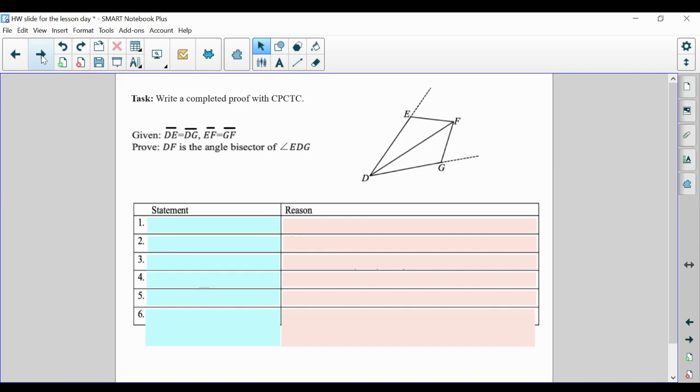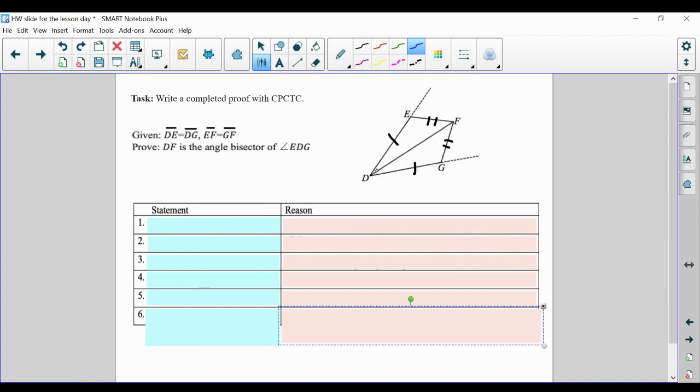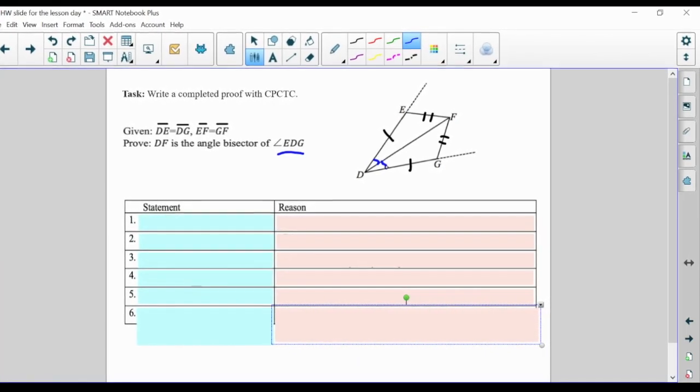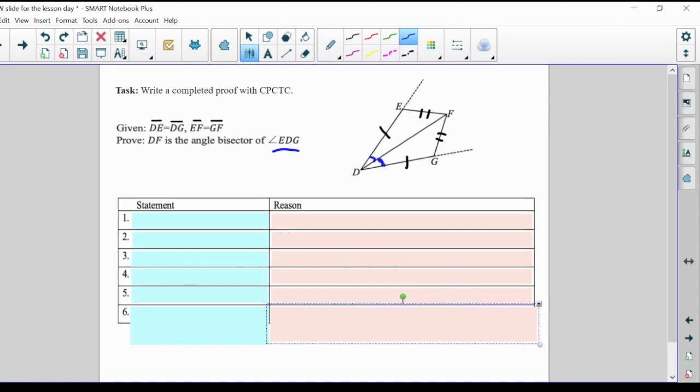Given DE is equal to DG. DE and DG are here. And next one we have EF and GF. EF and GF are congruent. To prove that DF is the angle bisector of angle EDG. So angle bisector is cutting the angle in half. Cutting what angle? Cutting EDG. So that means cutting this angle in half, so that those two angles should be congruent.